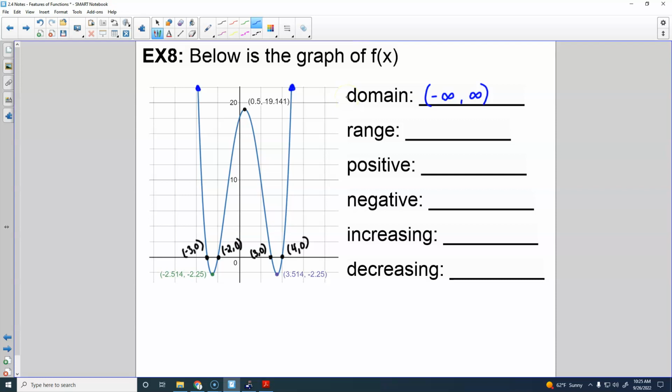What's our range? What's the very lowest y value that we could have here? Okay, y coordinate right here, which is negative 2.25. That's the lowest we see this graph ever go. What's the highest, Luke? Infinity. Oh, very good question. Is it a parentheses or a bracket? It actually hits that point, right? So I should have put a bracket for that.